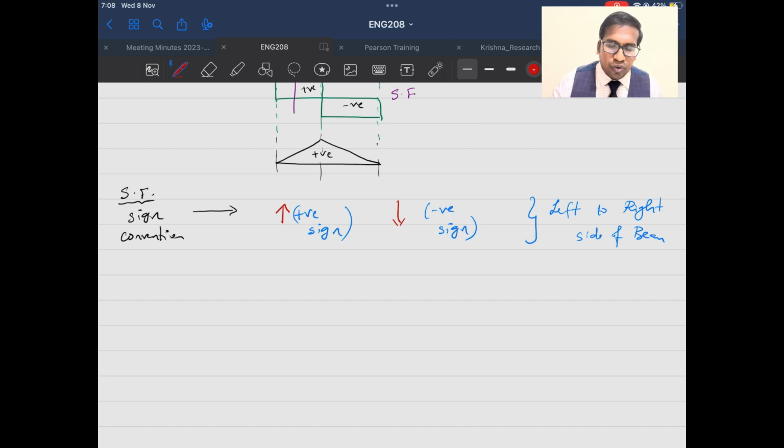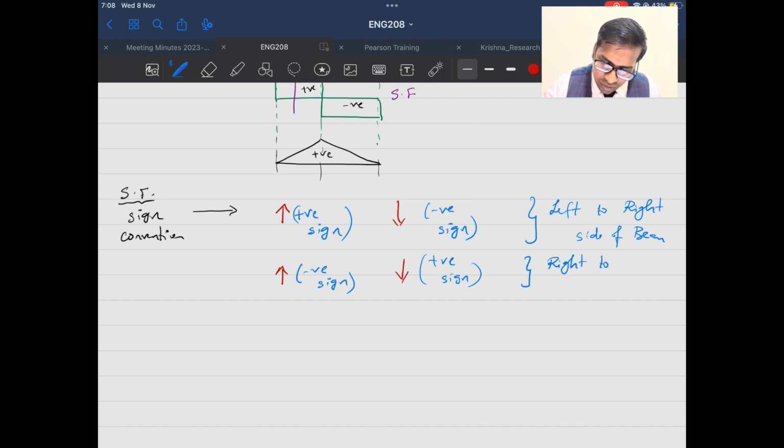Now if I move from the right side of the beam to the left side of the beam, then the upward forces will be considered as a negative sign and the downward forces will be considered as a positive sign. So you can follow either one convention. I personally always move from the left side of the beam to the right side of the beam, so I can easily remember that all the forces acting upwards are positive. This will be easy for you, but you are free to follow any sign convention.